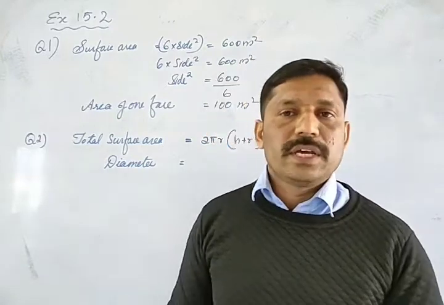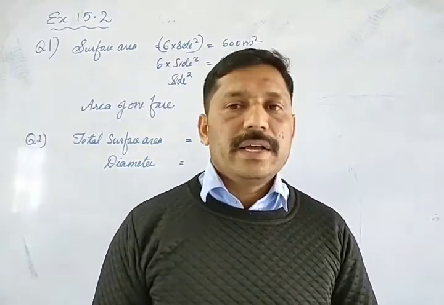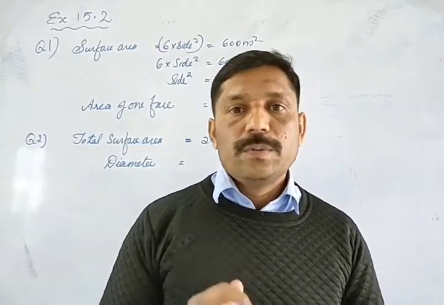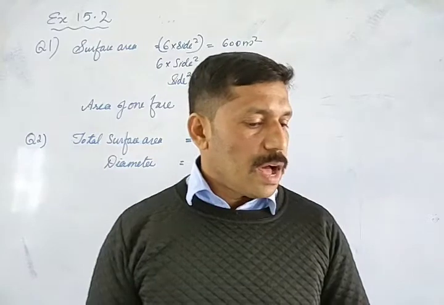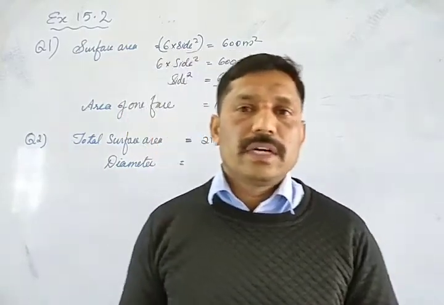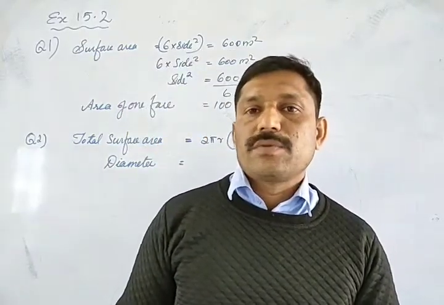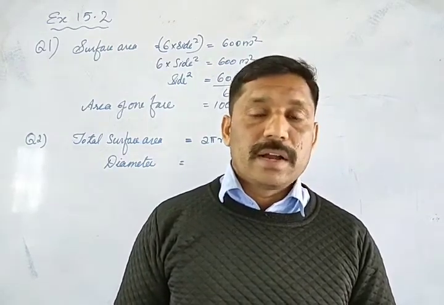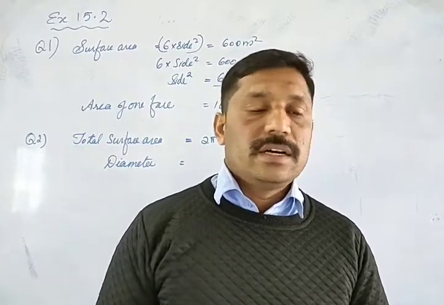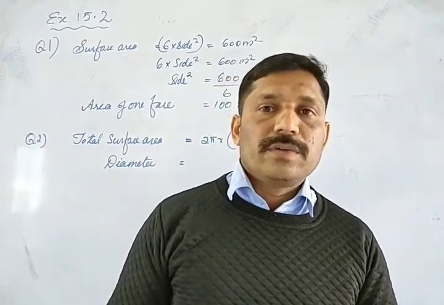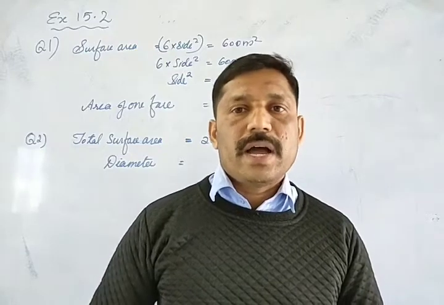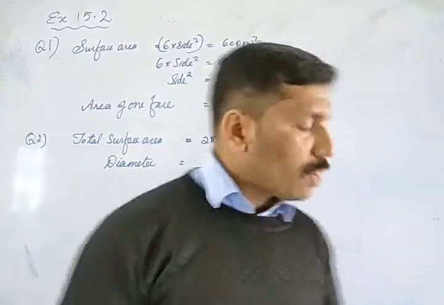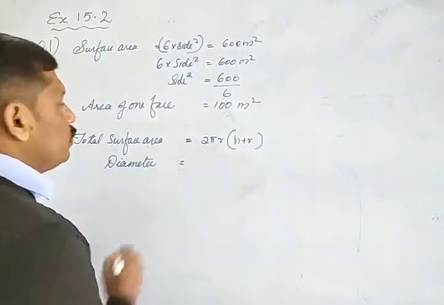What is the total surface area of a cylinder? 2 pi r into h plus r. This is the formula to find the total surface area. In order to find it, we need the radius and height. Height is given as 14 centimeter, but radius is not given; the diameter is given. If diameter is divided by 2, then we get the radius.